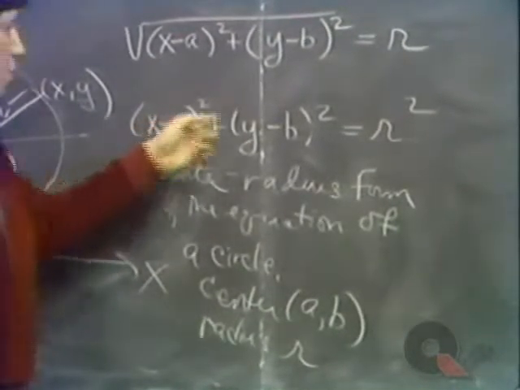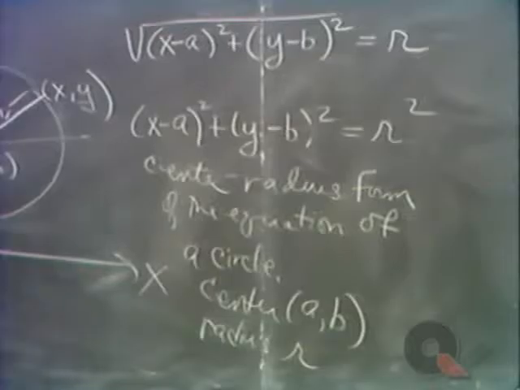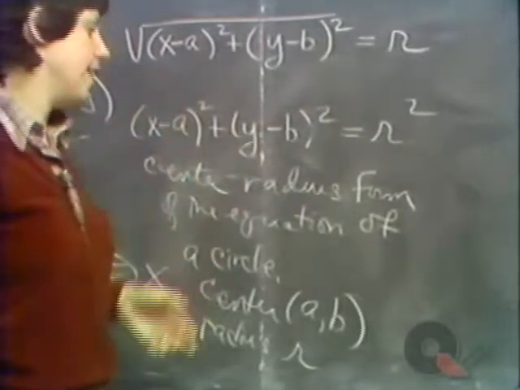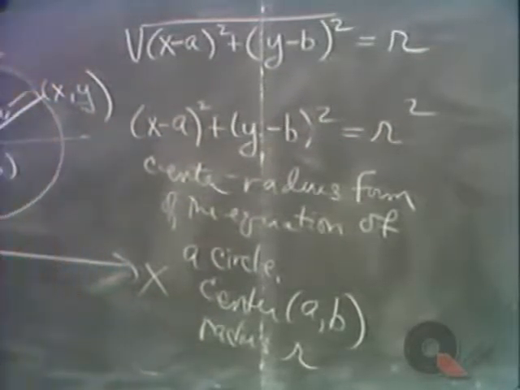If you know the coordinates of the center and the radius of the circle, you can therefore get the equation of the circle. And the other way around, if you have the equation of the circle, you could then figure out the center and the radius from it.